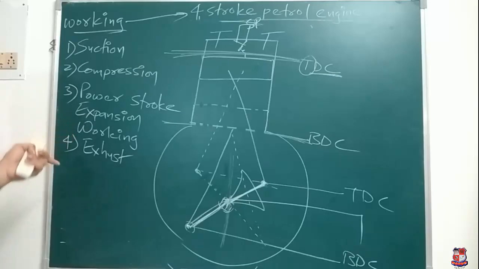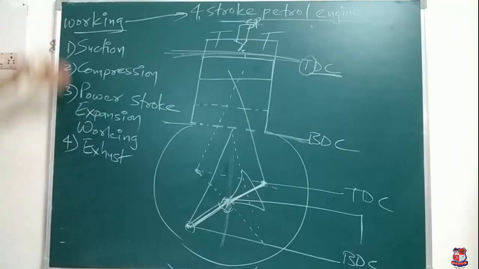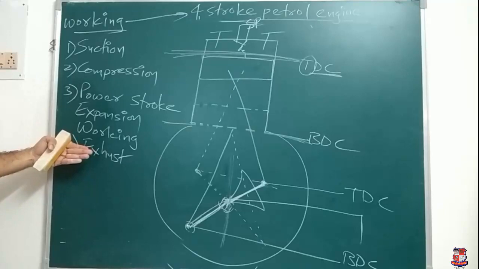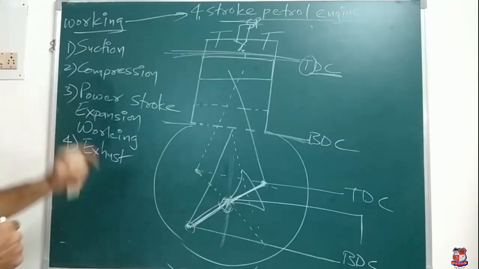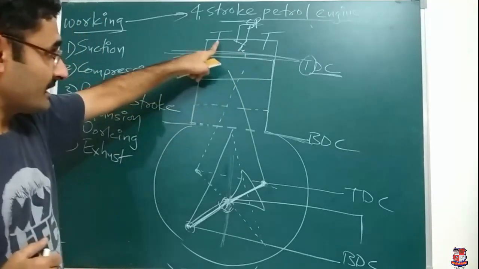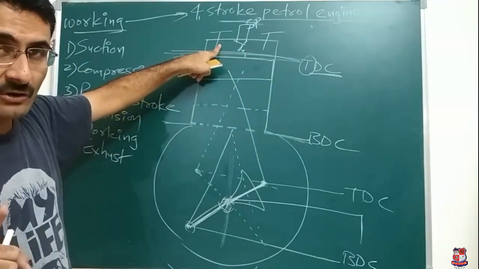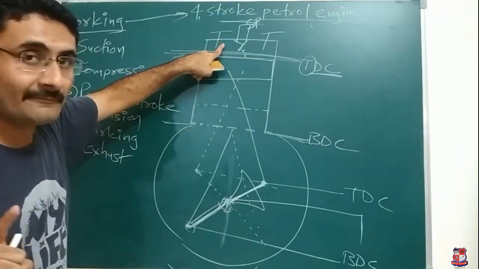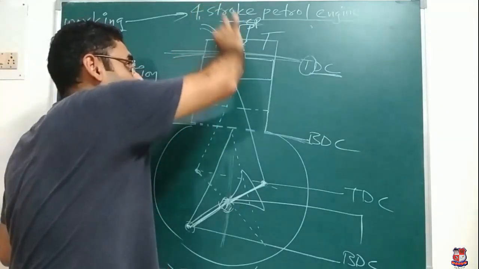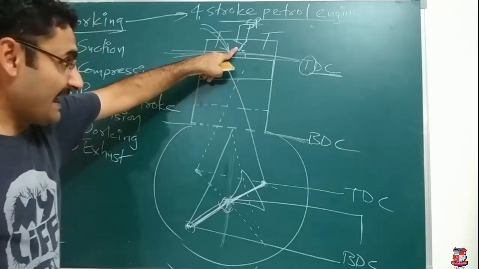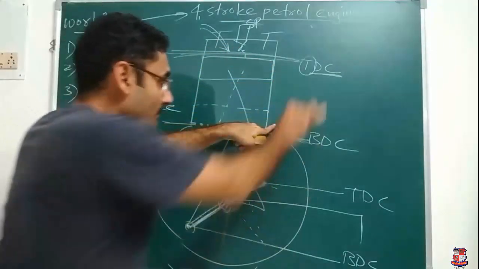Okay, so now we will start the working principle of IC engine. If you are able to explain these 4 strokes, that is nothing but the working principle of a 4-stroke petrol engine. How will we start? First of all, when piston is on TDC, at that time inlet valve is open. Due to the opening of that inlet valve, pure air and fuel mixture will enter inside of the cylinder and piston will travel from TDC to BDC.